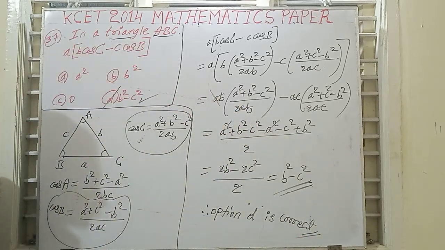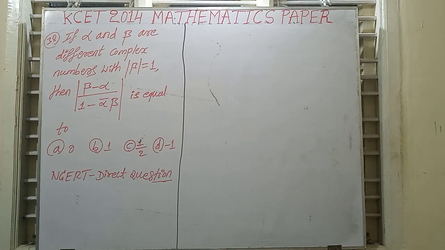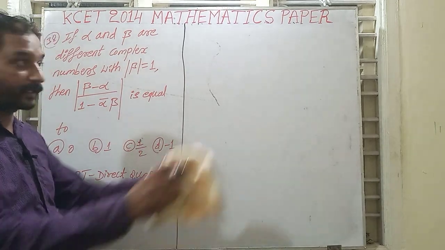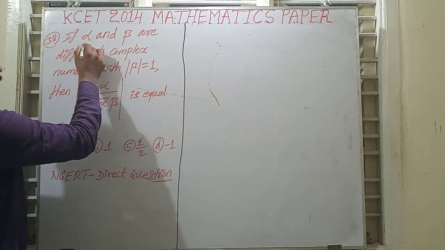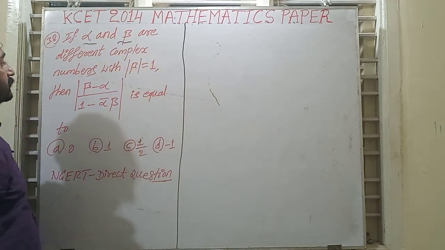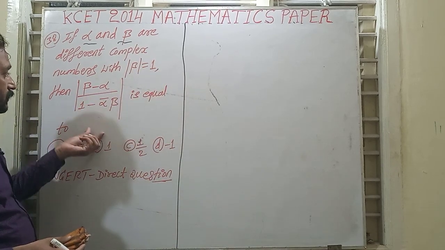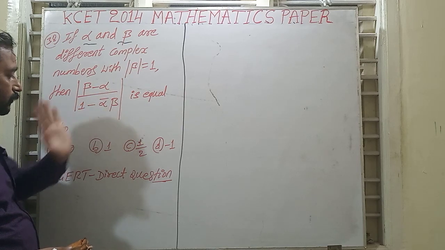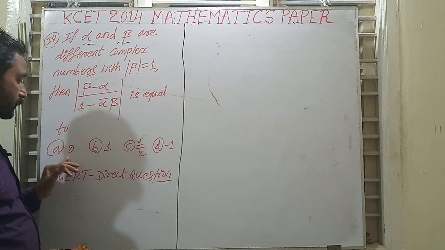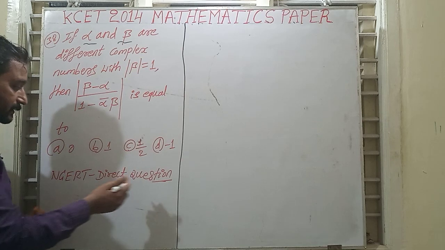Okay, take up. So now let us move on to question number 38. Question number 38: if alpha and beta are two different complex numbers with magnitude of beta equal to 1, then we have to find out the modulus of beta minus alpha divided by 1 minus conjugate of alpha into beta is equal to what? So either it may be 0 or 1 or 1 by 2 or minus 1, whatever it may be. Okay, this is an NCERT direct question.